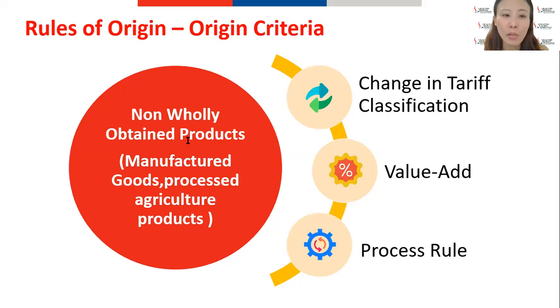Next, value add criteria. A certain proportion of the cost of the final product has to originate from one or more FTA countries. Lastly, process rules. Raw materials not originating from within the FTA have to undergo a specific set of processes.